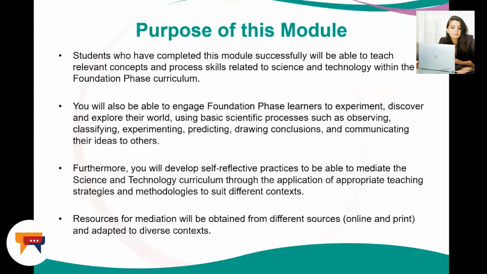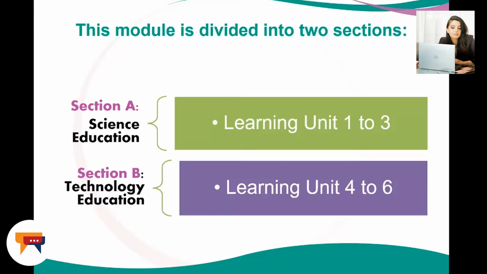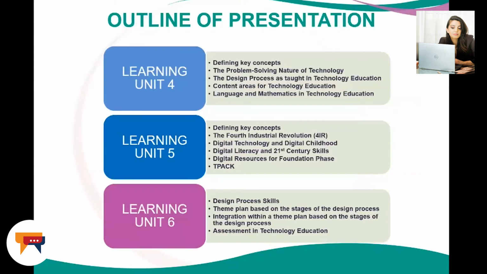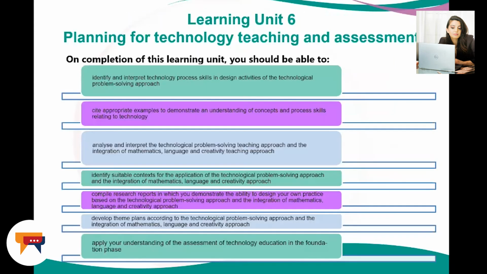So we're looking at Learning Unit 6, which is planning for technology teaching and assessment. The purpose of this module was communicated in the previous presentation when we started this presentation cycle. So please do visit the previous presentation. We are looking at section B again, which is Learning Unit 6, that forms part of technology education. And an outline of today's presentation would be design process skills, theme plan based on stages of the design process, integration within a theme plan based on stages of the design process, and assessment in technology education.